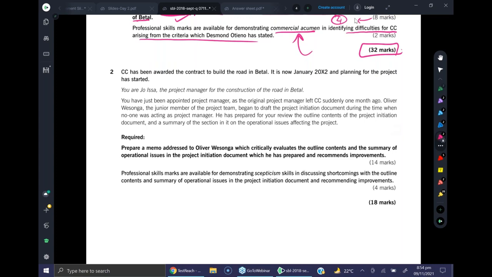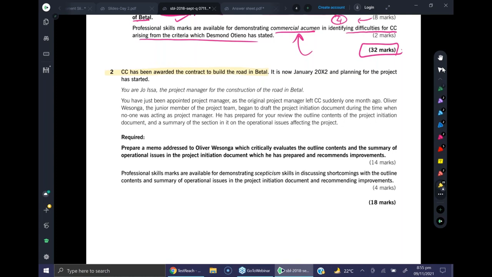So now requirement number 2 says that CC has been awarded the contract to build the road in Beetle. Do you see that in requirement 1, we were talking about considering factors which will affect the final decision, etc. And now in requirement 2, some time has passed and they say that CC has now won the contract to construct this road in Beetle.